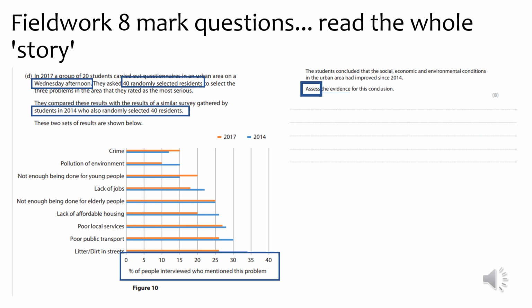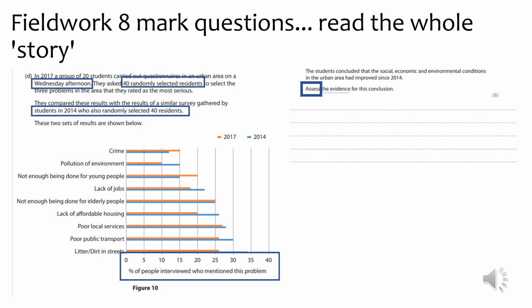But the first thing that they actually need to do when they go in the exam is pick out some of the facts around what the students actually did. And you can see on this slide, I've put boxes around some key pieces of information. So this one is in 2017, a group of 20 students carried out questionnaires in an urban area on a Wednesday afternoon. Well, why is that important?